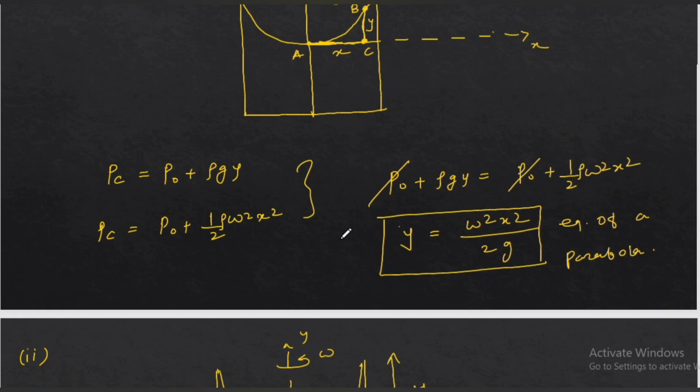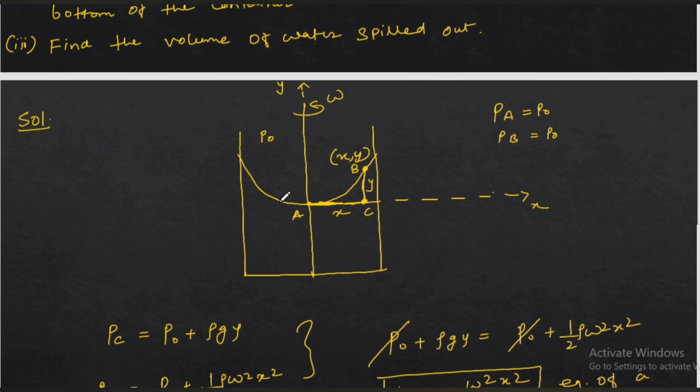So we have to equate this because PC must be equal. If we equate these, P naught will cancel out, rho will cancel out. We will find that y equals omega square x square upon 2g, and this is the equation of a parabola. We have to find the equation of the curve, which is the relation between x and y.